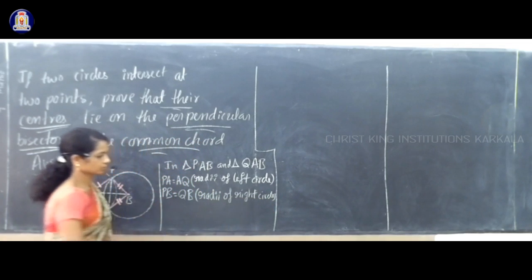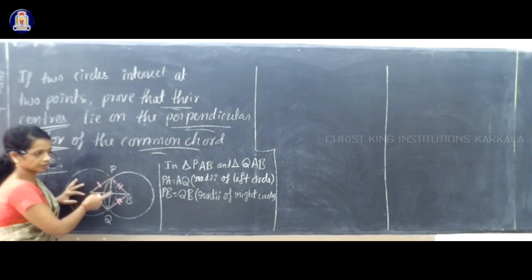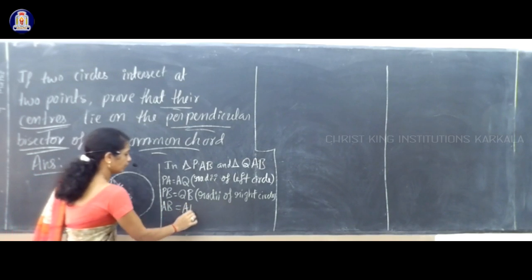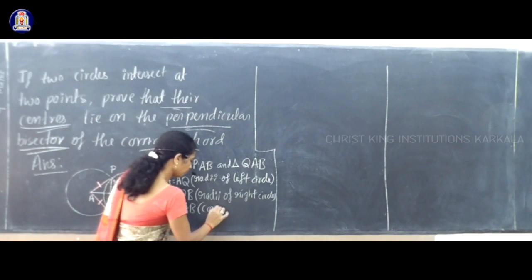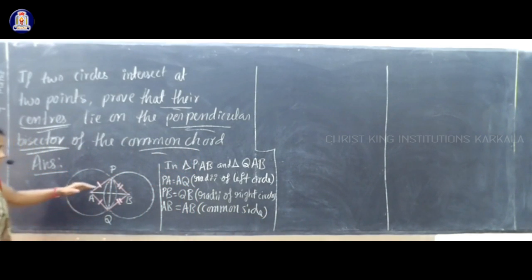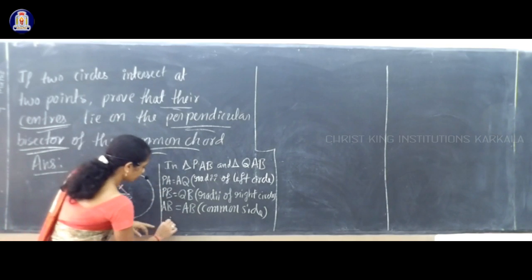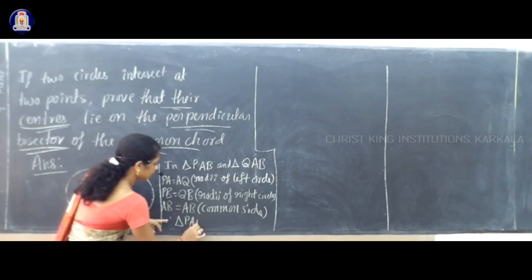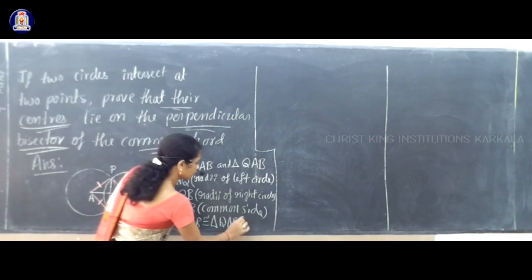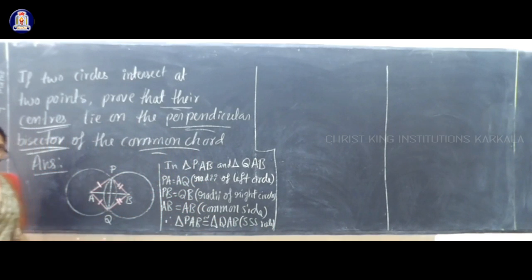The reason here is radii of the right circle. And you can see AB is the common side, belonging to the upper triangle as well as the lower triangle. So AB is equal to AB, a common side. Which congruence rule says these two triangles are congruent? The SSS congruence rule. Therefore triangle PAB is congruent to triangle QAB by the SSS rule.